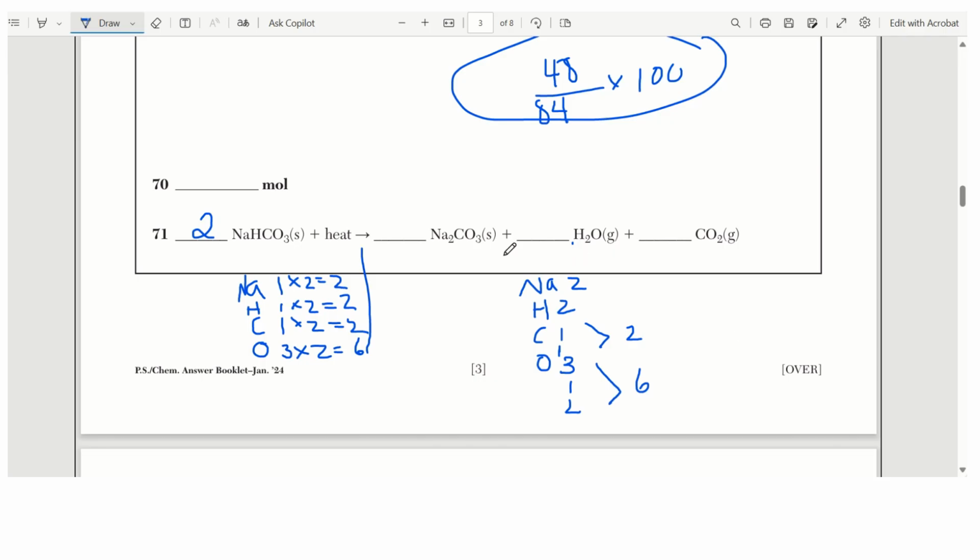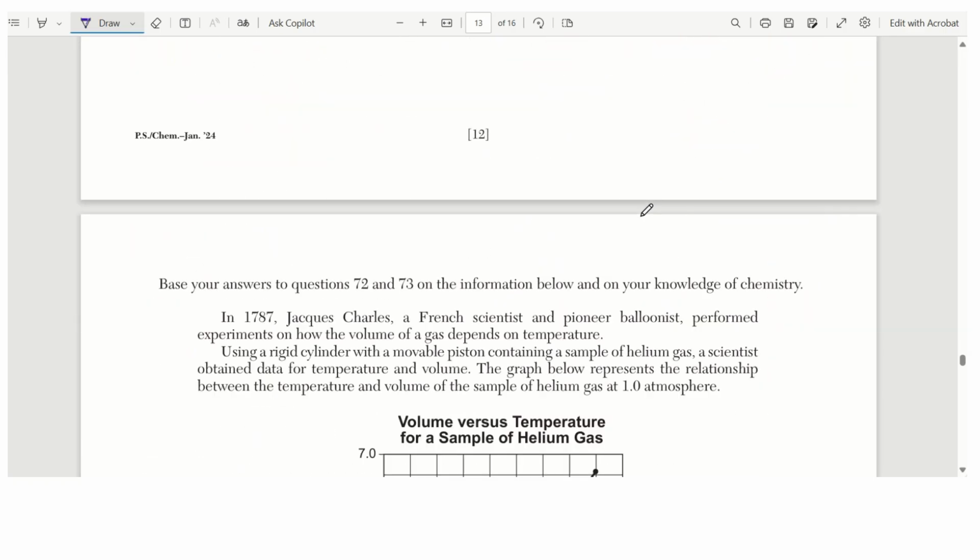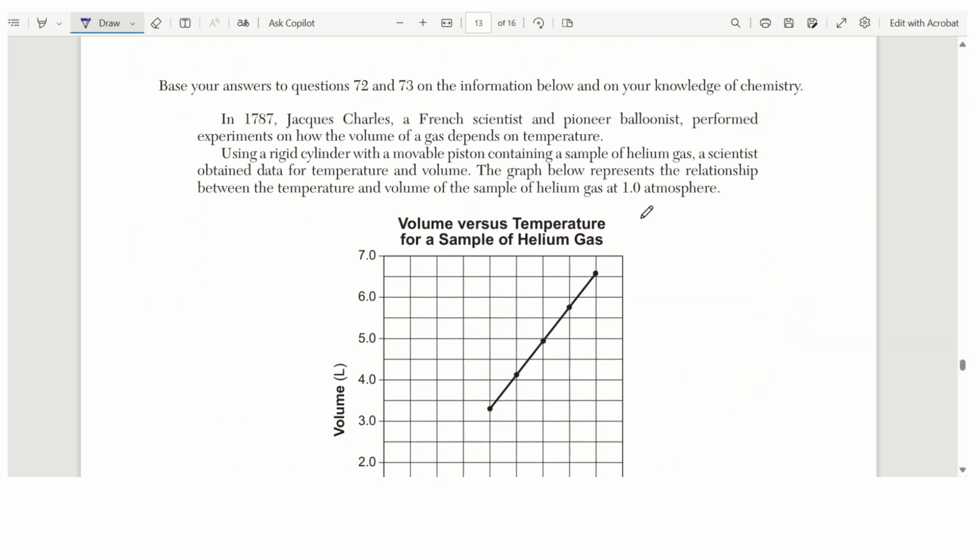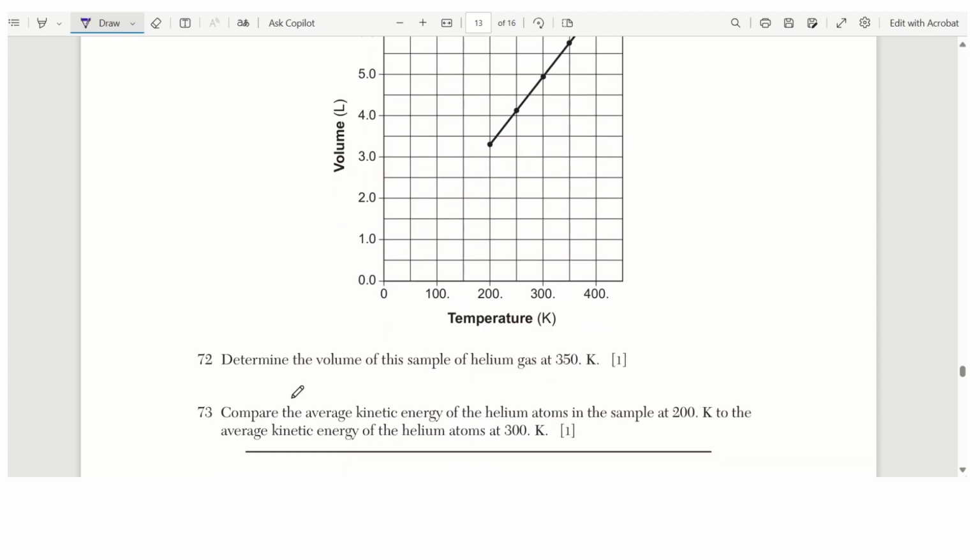Now I can leave everything blank. Or if blanks stress you out, 1, 1, 1. Or leave them blank. Totally fine. All right, question number 72 and 73.